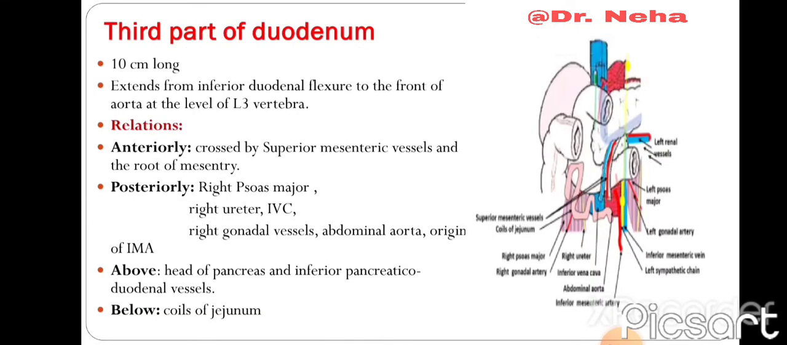Now the third part. It is 10 centimeters long and it extends from the inferior duodenal flexure to the front of the aorta at the level of the L3 vertebra.